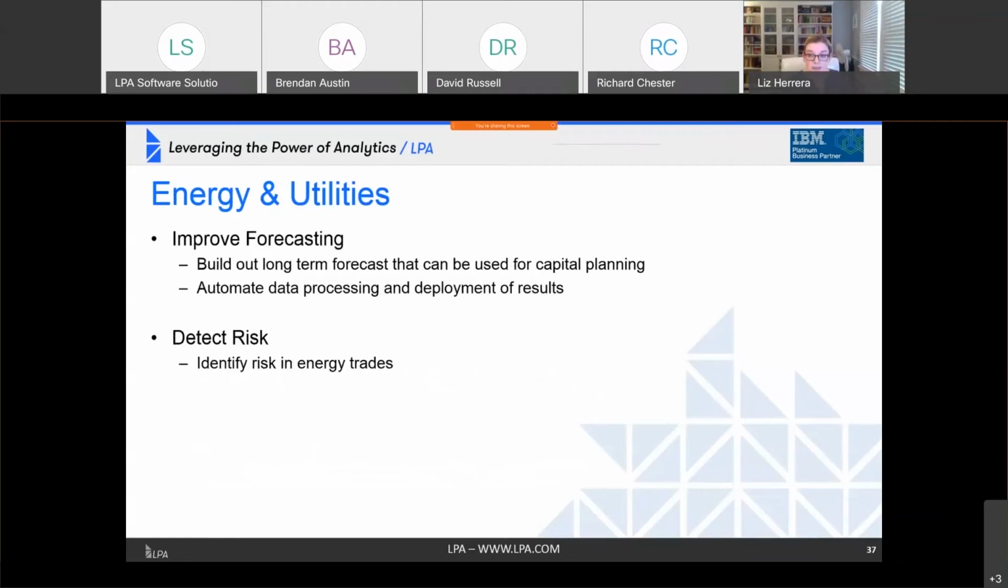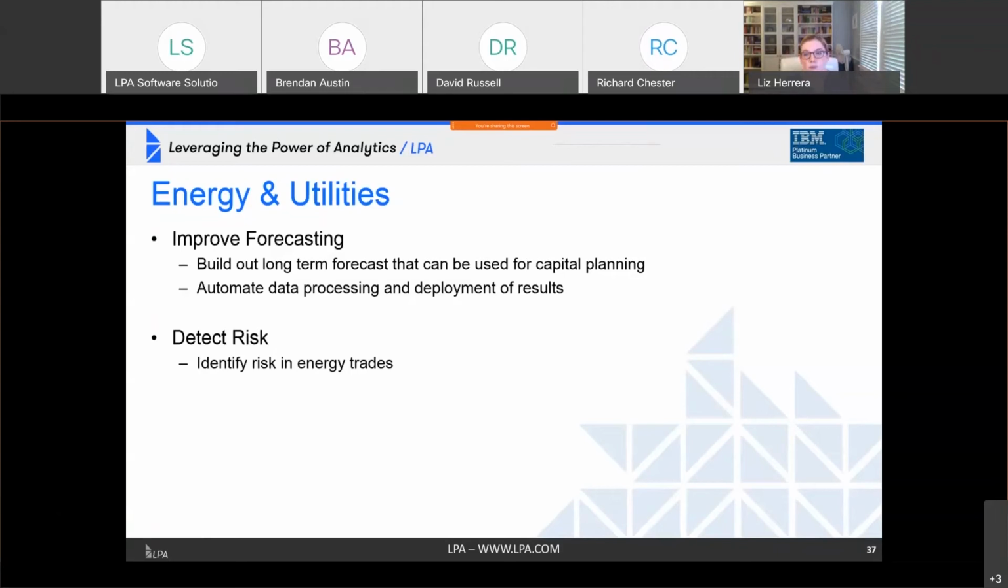Energy and utilities. We've had clients who are interested in improving forecasting. And a lot of times in this space, it's long-term forecasting. So we had a client who wanted to forecast for capital planning. We had to forecast out 25 years into the future. From a statistical standpoint, it was a little dicey when you get that far out, but closer into the funnel, we were able to get some good results.